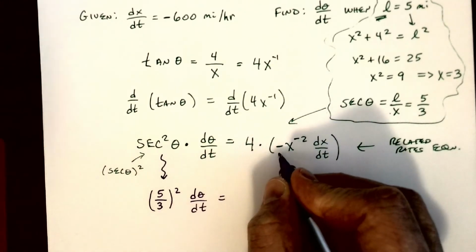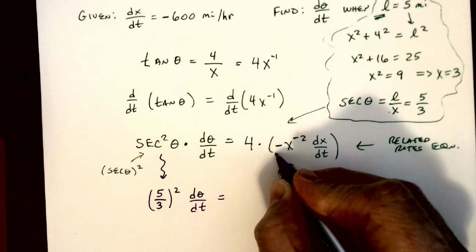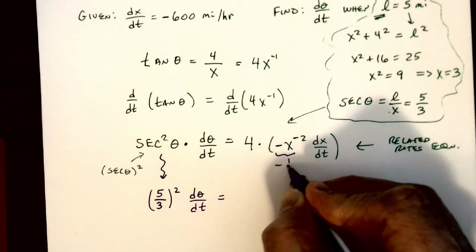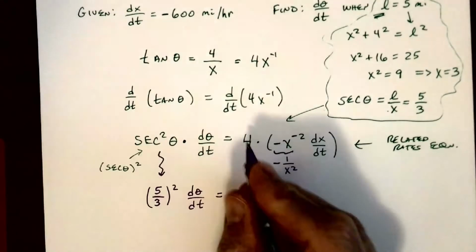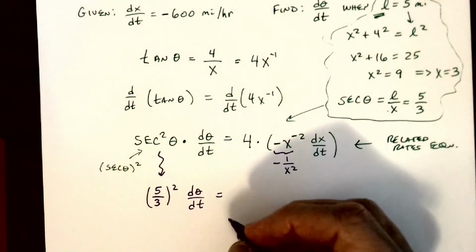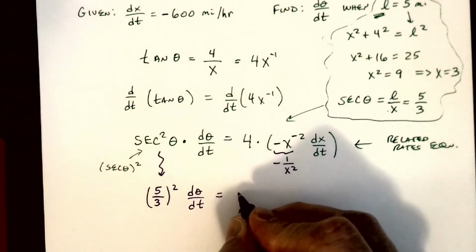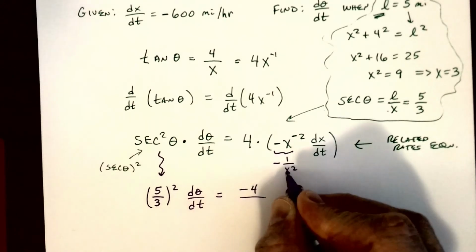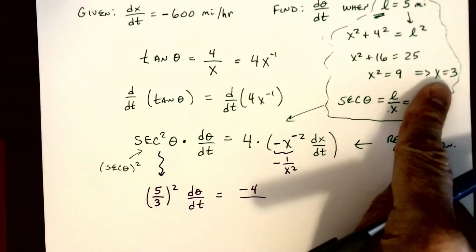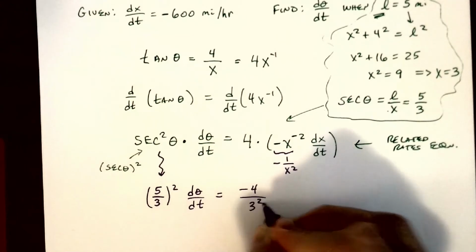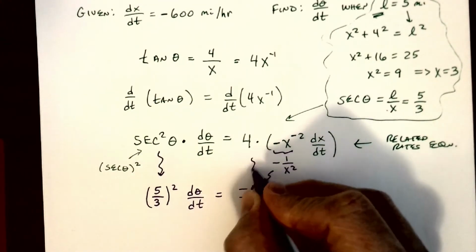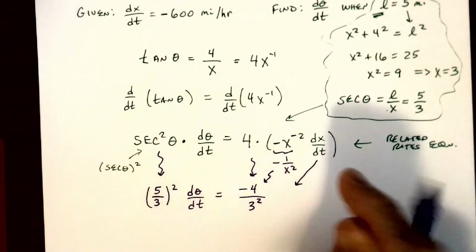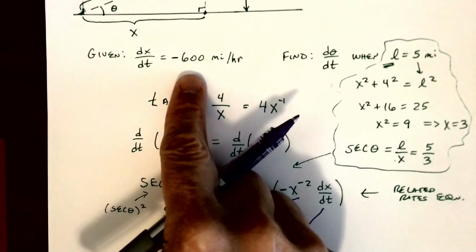And here I've got, of course, what does this come out to be? This is -1 divided by x squared, right? Negative x to the -2. So I've got a 4 here, so -4 over x squared. What's x? X is 3, times dx dt. What's dx dt? Dx dt was given, -600.